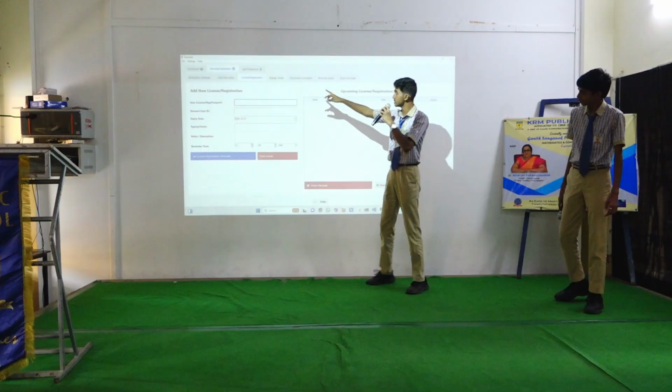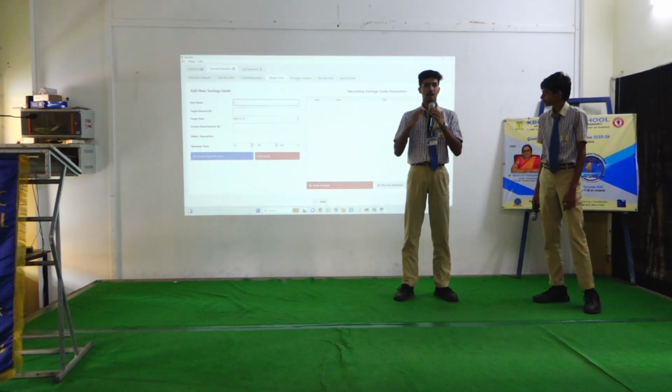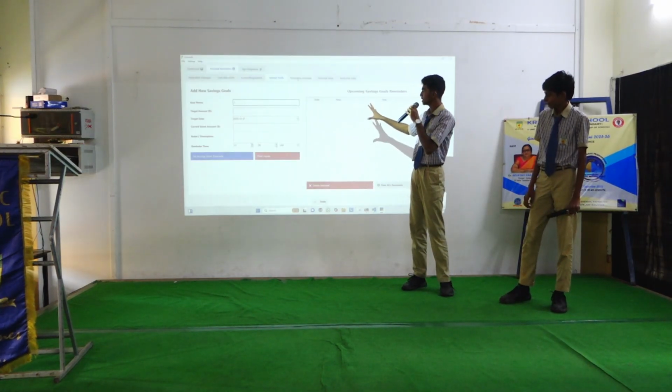And then we have the saving goals. As most of you know, saving is a vital part of our life. To ensure that we save every day, this section is used.